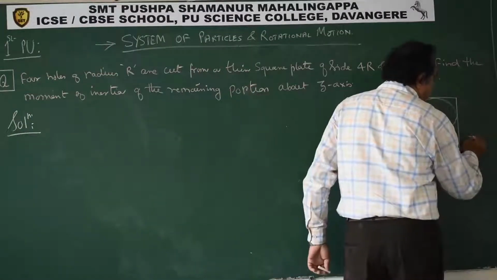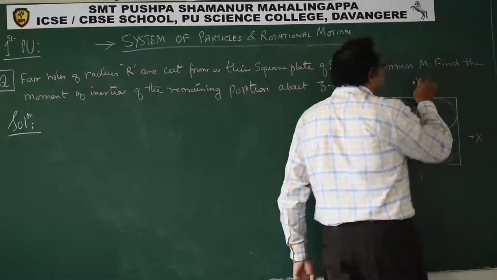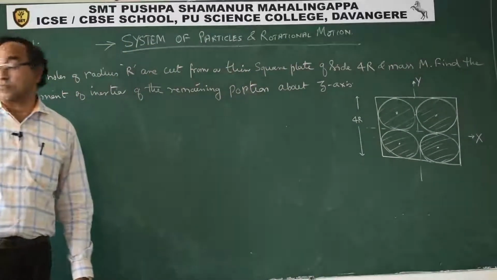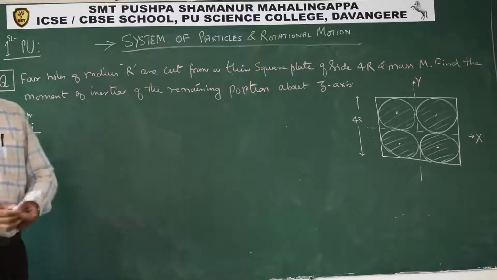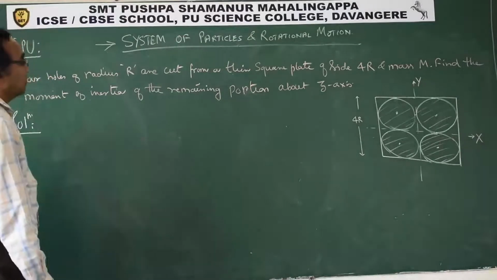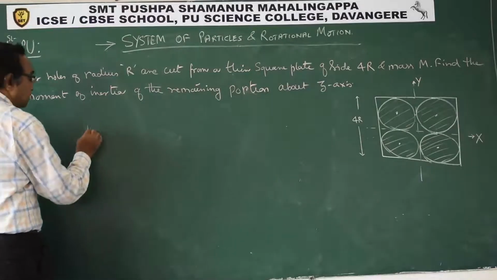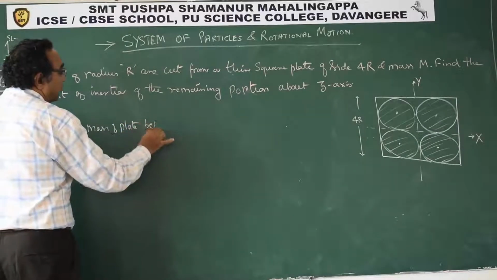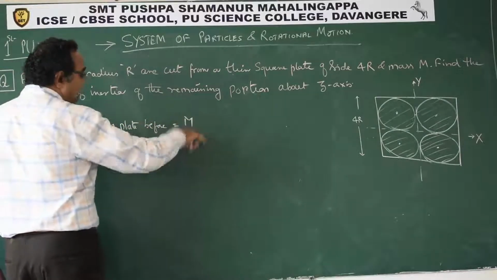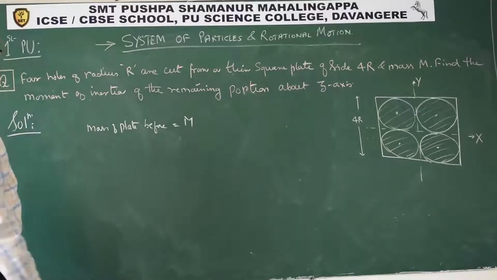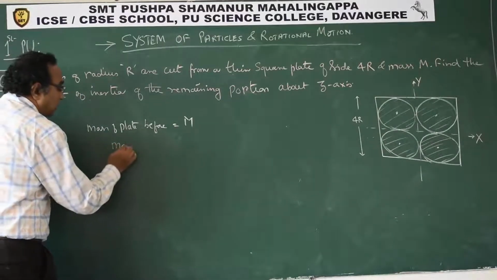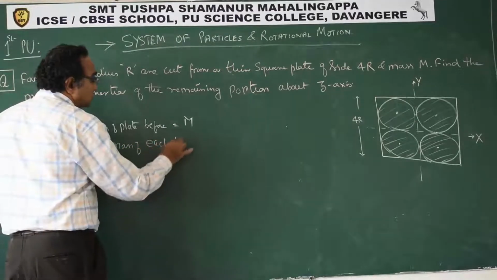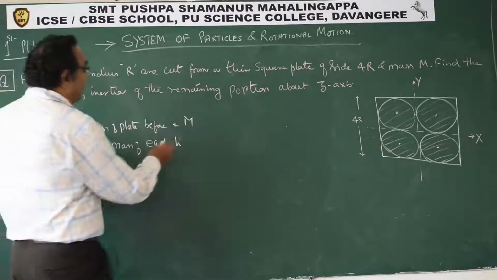Let us say this is x-axis. Let us say this is y-axis. So the z-axis will be like this, perpendicular to the plane of the board. Now, what we can say? Mass is m. Mass of plate before is m. Then, now mass of each hole will be how much?